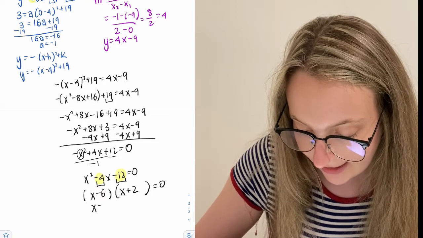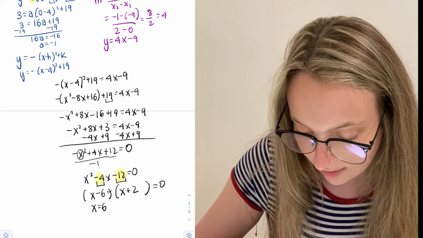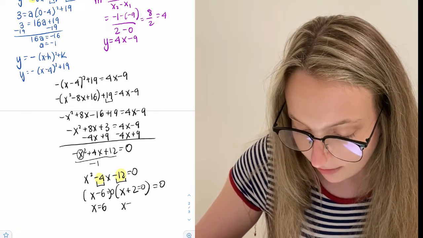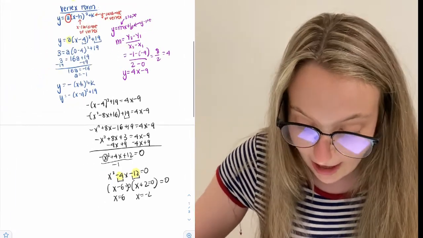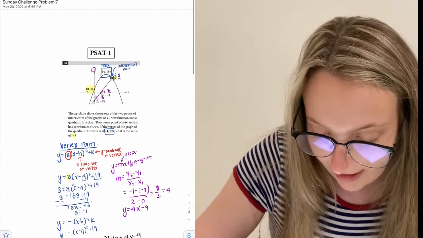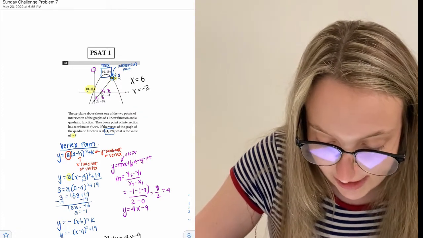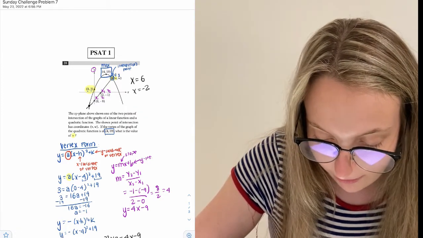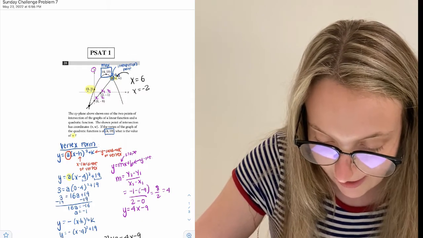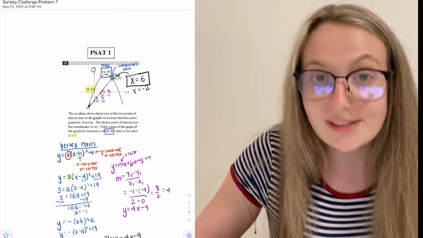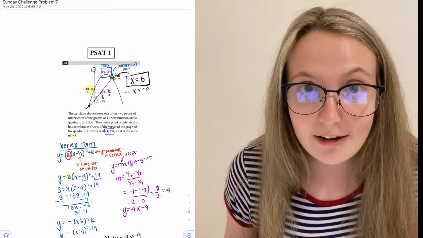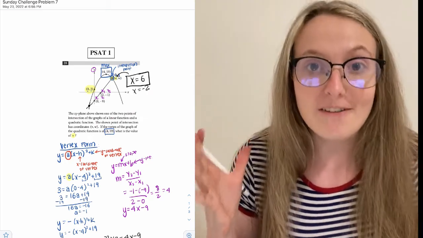We get then that x equals 6 if we set each of these equal to 0, and that x equals -2. We can obviously see, going back up here, we got x equals 6 and x equals -2. The intersection that occurs at -2 is all the way over here. This one right here, the x is referring to x equals 6. So 6 is our final answer for the value of v.